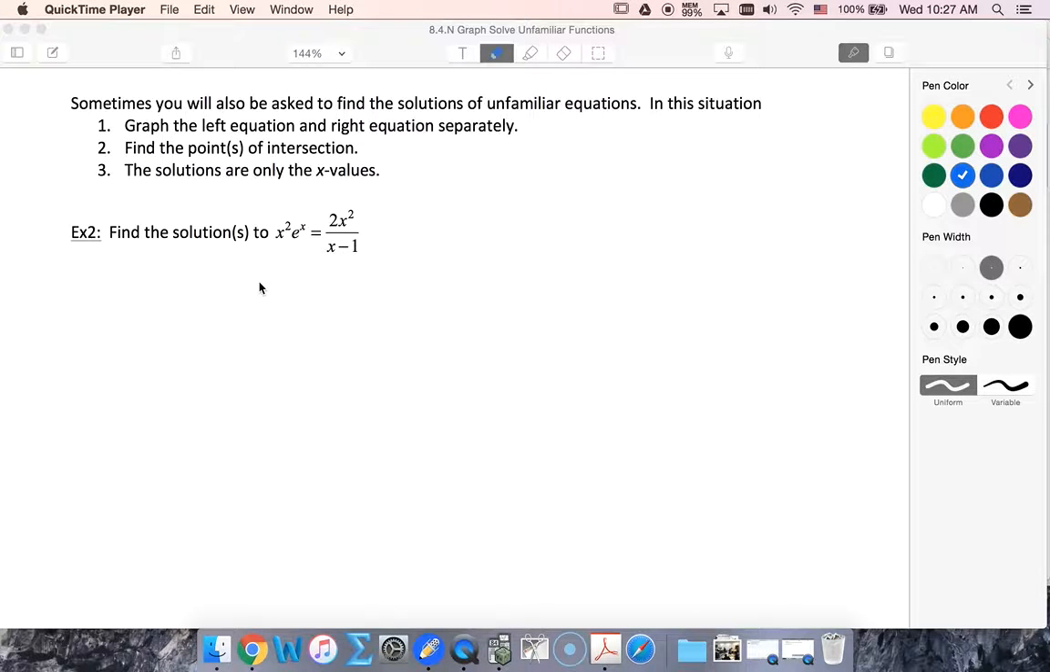All right, sometimes we're going to be asked to find the solutions of unfamiliar equations. So in this situation, we're for sure using our calculator. And notice that in my equation here, I only have x's. So in the end, my solutions are only the x values of my points of intersection. So to find the points of intersection, I'm going to graph the left side and the right side separately.